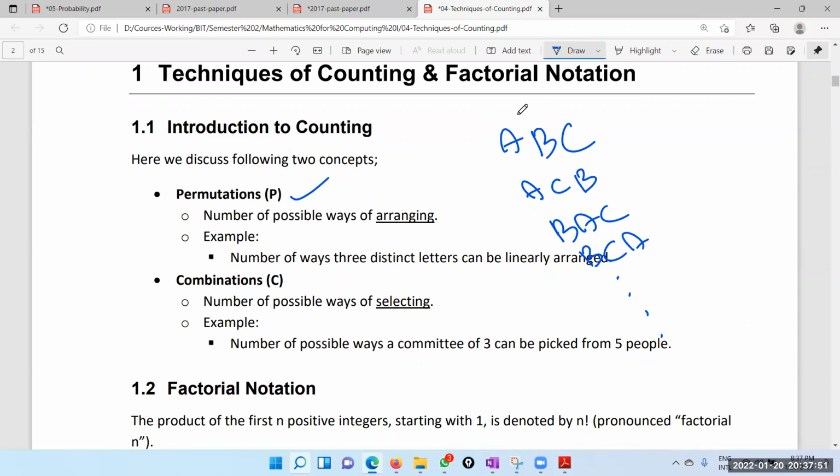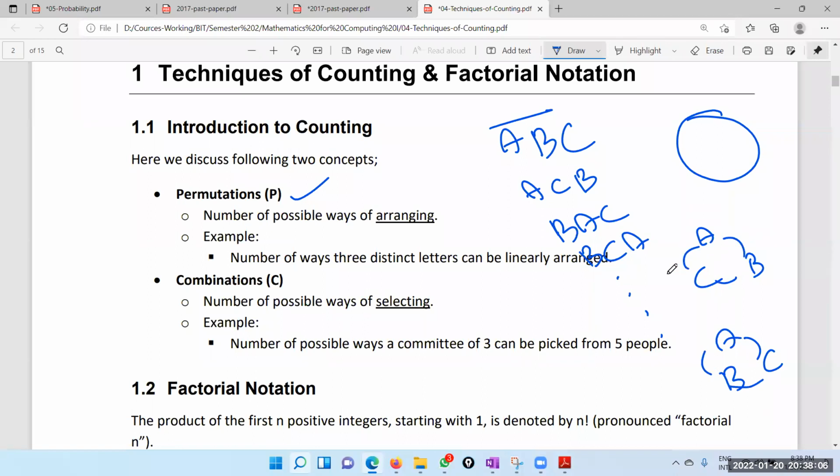Okay, so this is called linear permutation. We have another one called circular permutation. So that is what we are going to discuss under permutation. What are the possible ways of arranging?